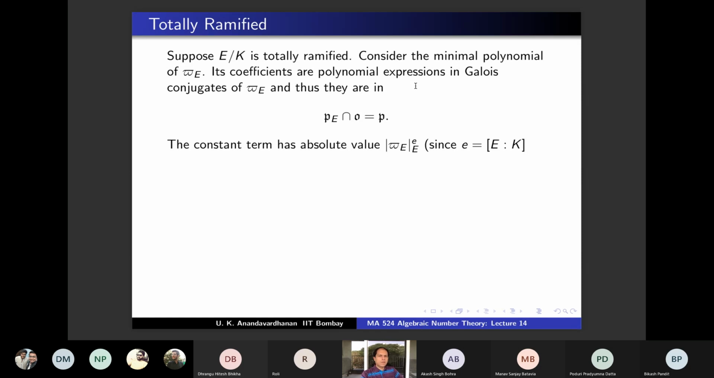Why is e the degree of E over K? e is equal to the degree of E over K because you are assuming it's totally ramified. ef is the full degree and it is totally ramified. So because of this, and since Galois conjugates have the same absolute value.